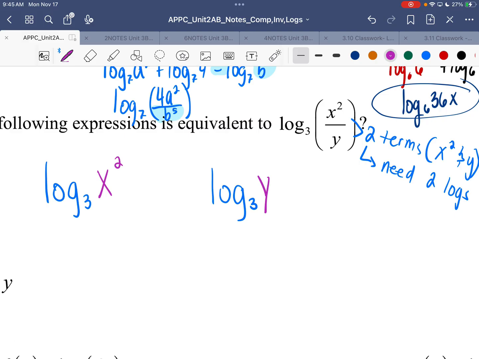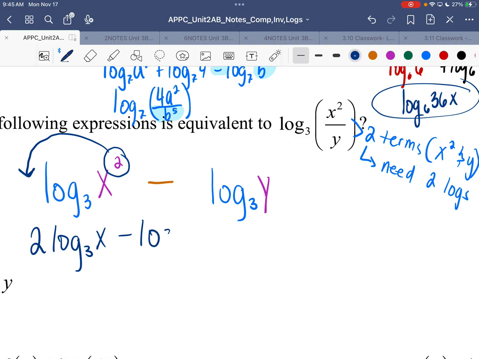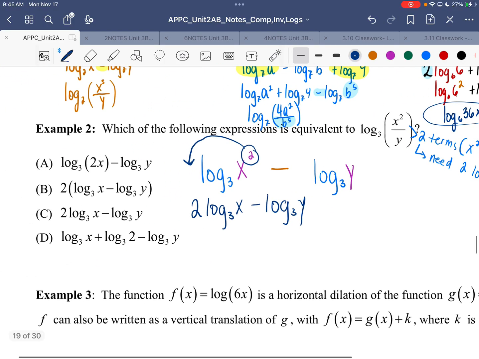What sign should go between the x squared and the log y? Minus. Perfect. This is not completely expanded. There's one more thing you can do. Jordan. Do we have to change the exponent to 2 times the log base? Good. Yes. Okay, checking our answer. C.